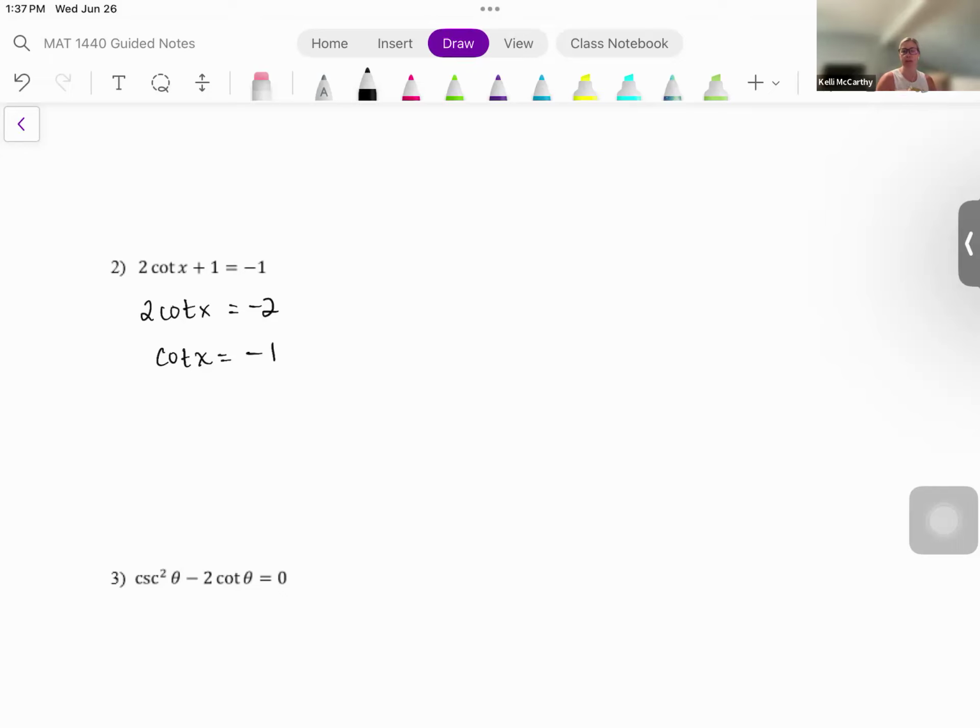And we want to think about the reciprocal function. Cotangent's reciprocal is tangent. So that means that tangent of x is also equal to -1. Now, if we think about our unit circle, where does tangent equal -1? That's going to be in our second and our fourth quadrants at those perfect diagonals. That's going to be 3 pi over 4 and 7 pi over 4.